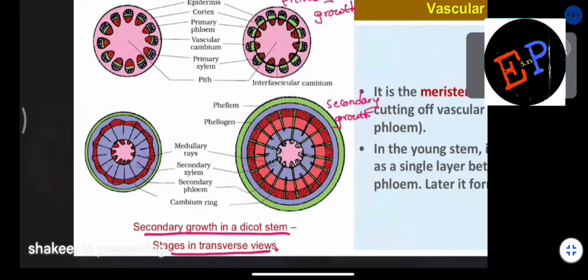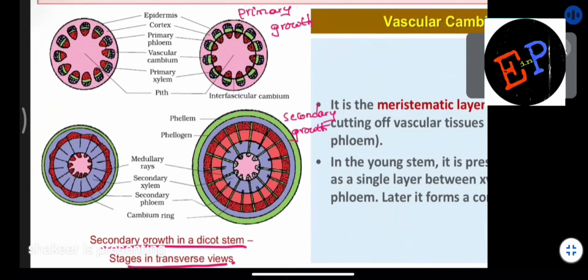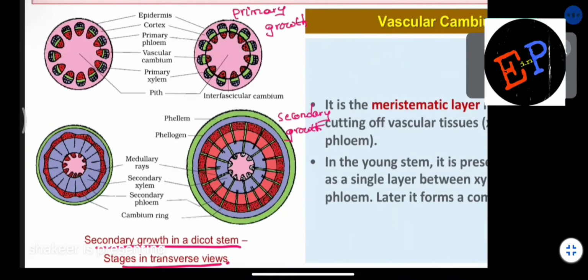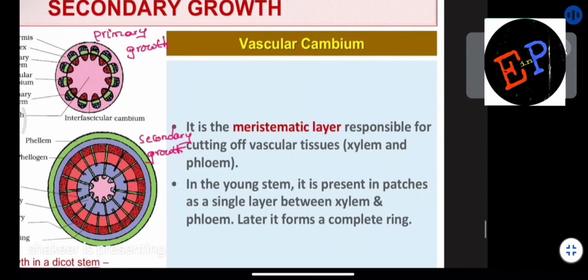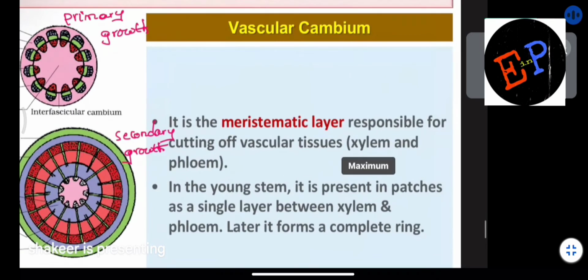Are you able to understand? Secondary growth is of two types: vascular growth as well as cork growth. Clear? Now let us see. In secondary growth we are studying this vascular cambium.